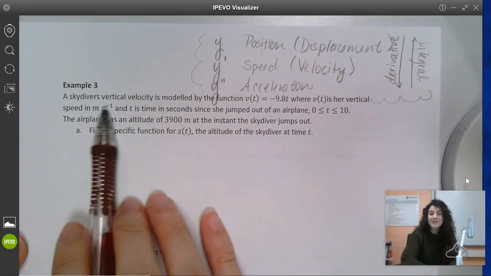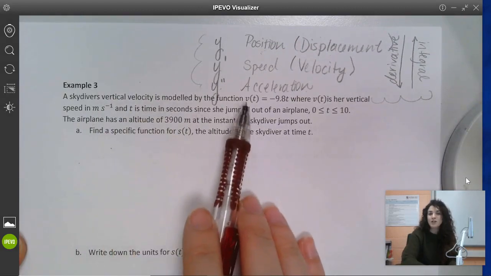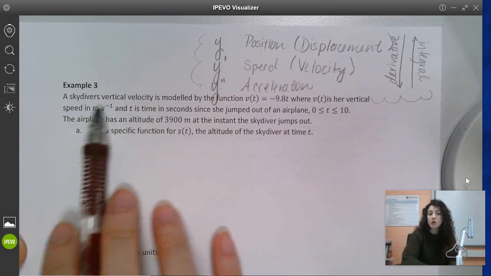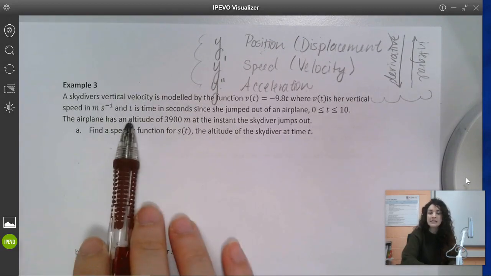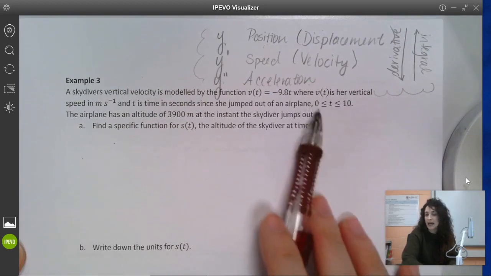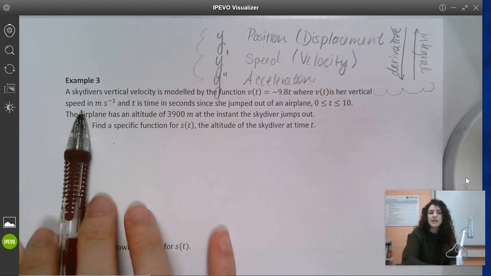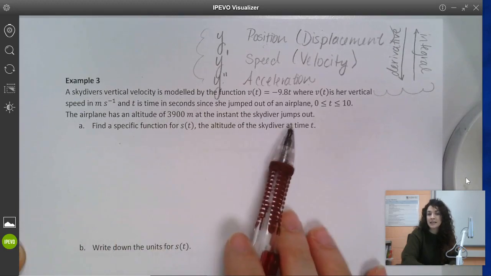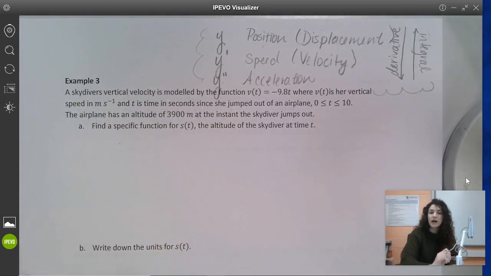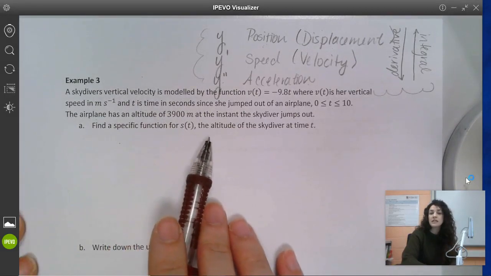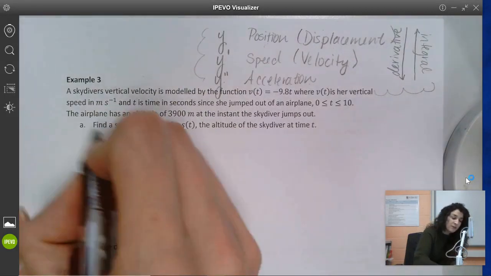A skydiver's vertical velocity is modeled by the function v of t equals negative 9.8t, where v of t is her vertical speed in meters per second, and t is the time in seconds since she jumped out of the airplane. We're only looking at the first 10 seconds. The airplane has an altitude of 3,900 at the instant the skydiver jumps out. So for a second here, it says find a specific function for s of t, the altitude of the skydiver.